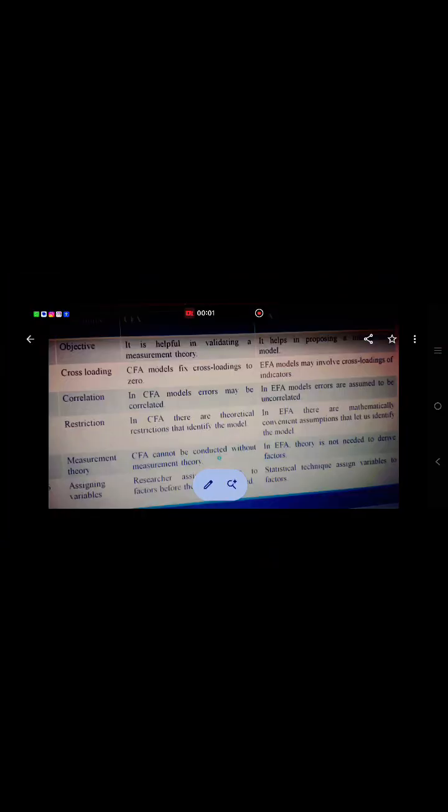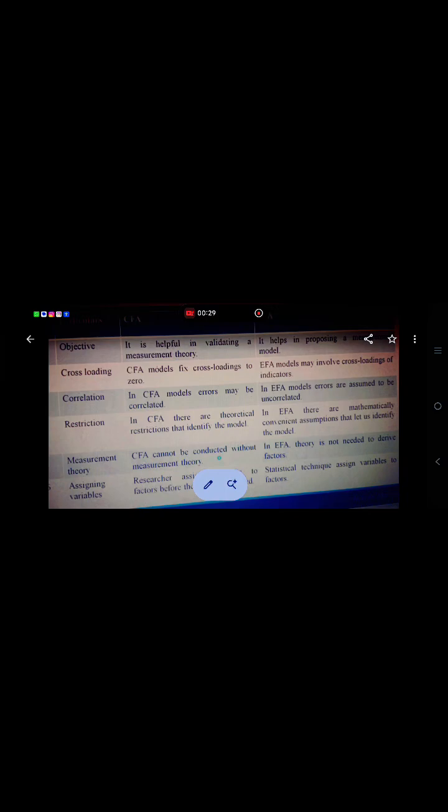In factor analysis, we have two types of factor analysis. One is called EFA, Exploratory Factor Analysis, and the second one is called Confirmatory Factor Analysis. Now we will see how they are different and what the differences are. So I will do it one by one.